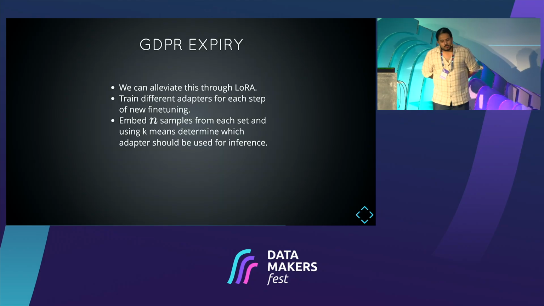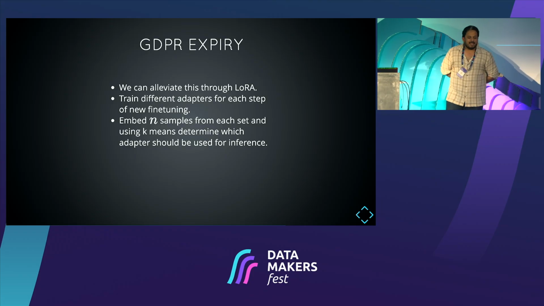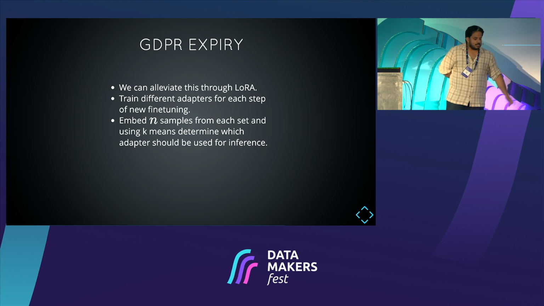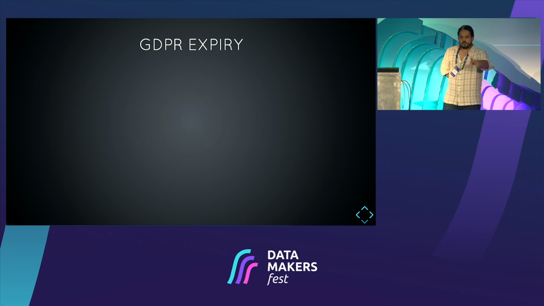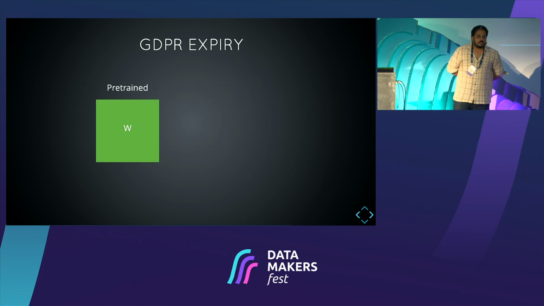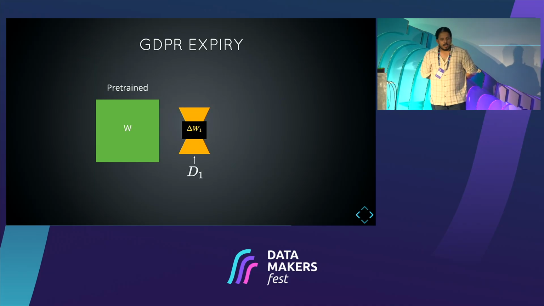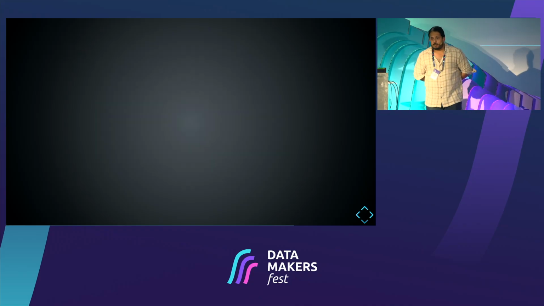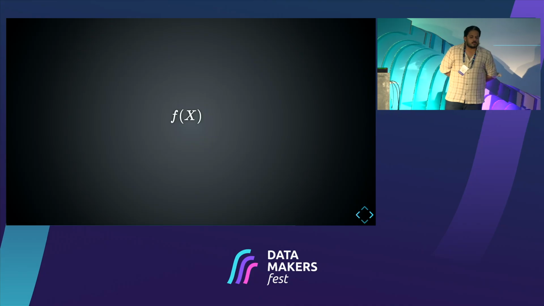So we can alleviate this through LoRA, and we can get an adapter for each step of the active learning process. So I'll skip this slide, and I'll quickly give you a visualization. This is my pre-trained model, and for my dataset 1, I can have one adapter, dataset 2, dataset 3, and I can keep doing this process for a while. And it's super cheap, right? Deployment is not that hard. So how do we do this?